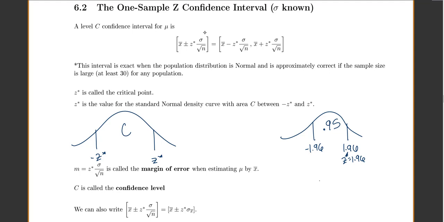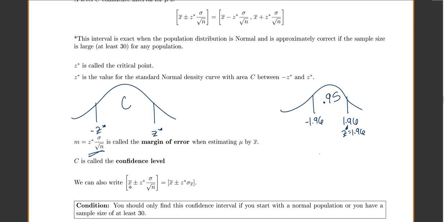Now you'll notice here that we're adding and subtracting a part. The part that you add and subtract is called m, or our margin of error. It's how much we're likely to be off by when we estimate our population mean mu with x bar, our sample mean. C is called our confidence level, so the 95% is your confidence level. You could also write x bar plus or minus z star sigma over square root of n. Notice that sigma over square root of n is the same thing as our standard deviation for x bar. So depending on how you like to write it.